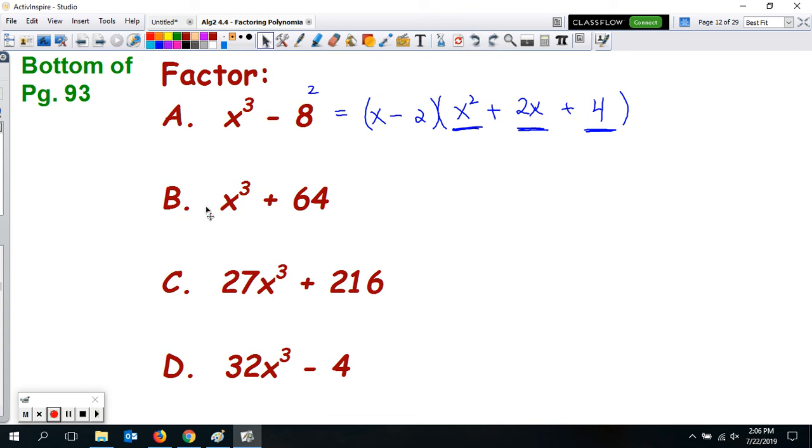All right, so go ahead and pause the video and try letter B. Letter B is very similar to letter A. You should be able to do that. Try letter B and then play it to see if you did this correctly.